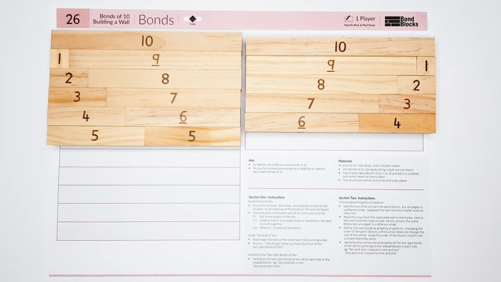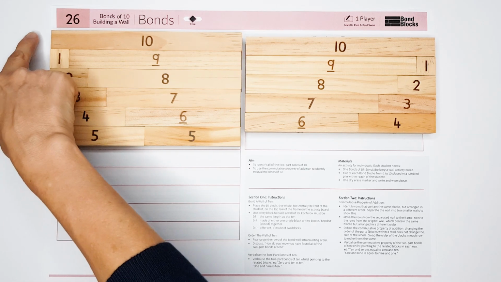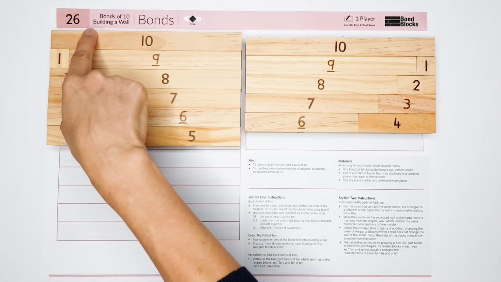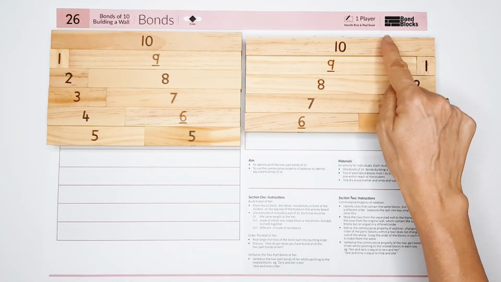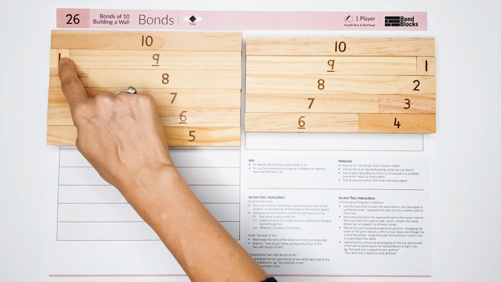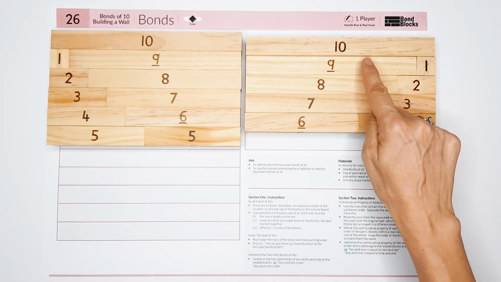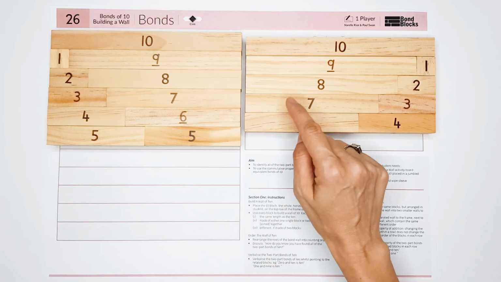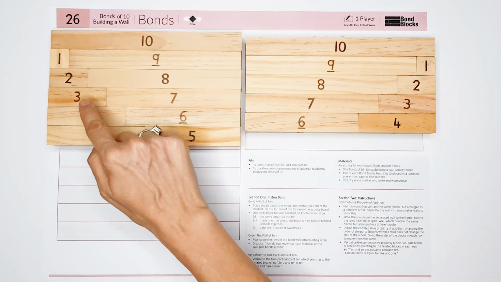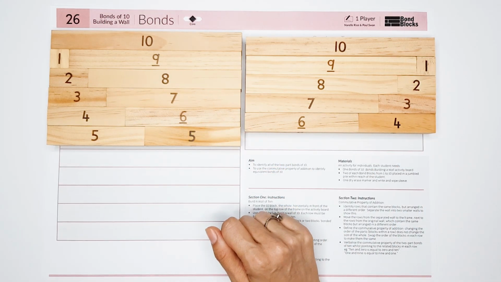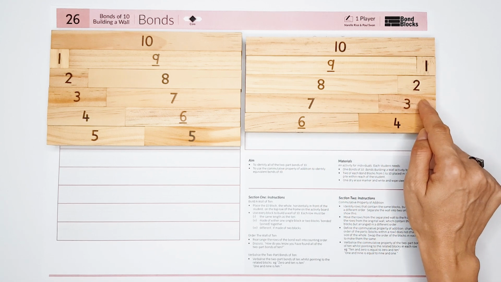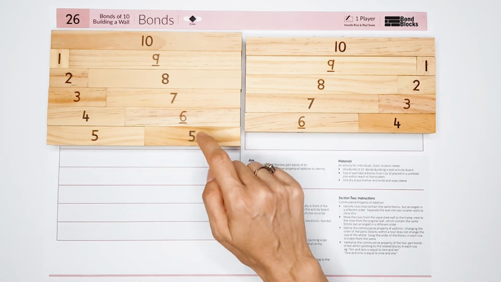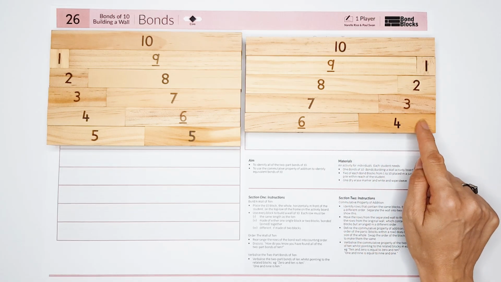Next, it's your turn. You can push pause and do this by yourself, or you can join me. Ready? Go. 0 and 10 is equal to 10 and 0. 1 and 9 is equal to 9 and 1. 2 and 8 is equal to 8 and 2. 3 and 7 is equal to 7 and 3. 4 and 6 is equal to 6 and 4.